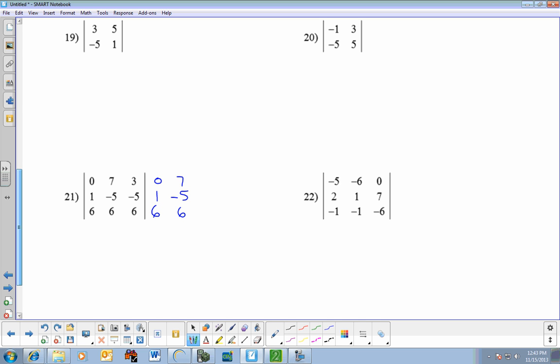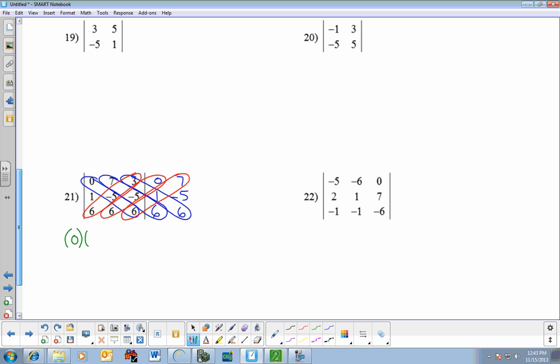Then the determinant has a little diagonal trick like the last one did. I'm going to do this times this times this plus this times this times this plus. So I've got three diagonals, multiply them all together. And then the diagonals the other way are going to get subtracted. Minus this one, and this one, and this one.